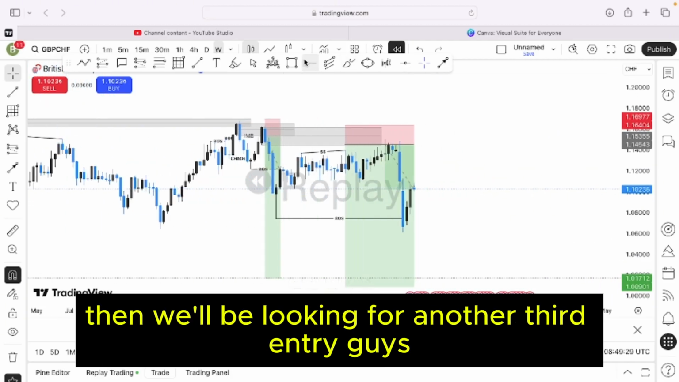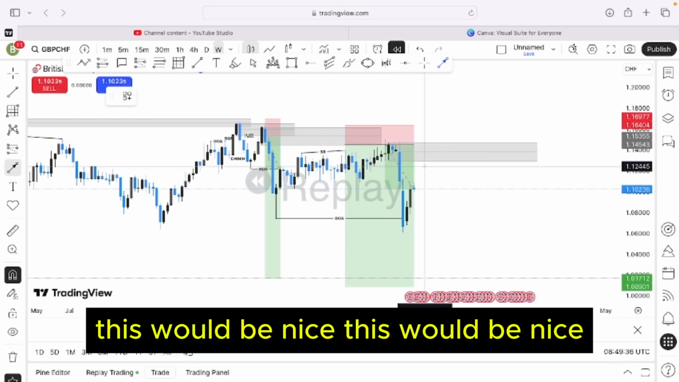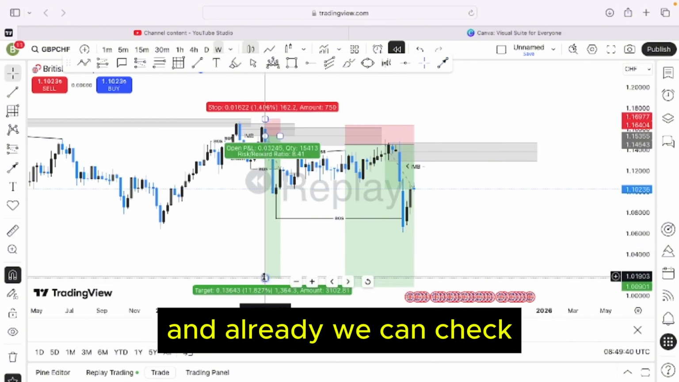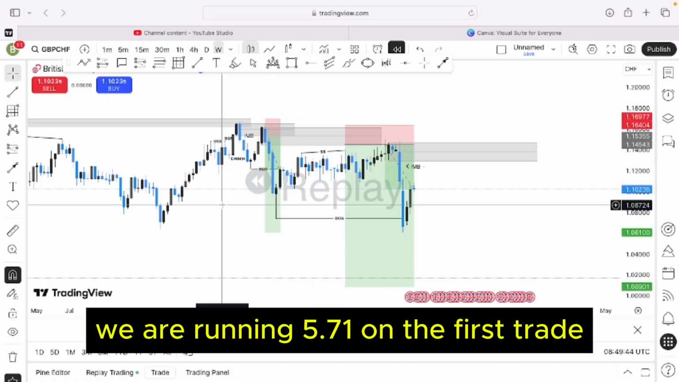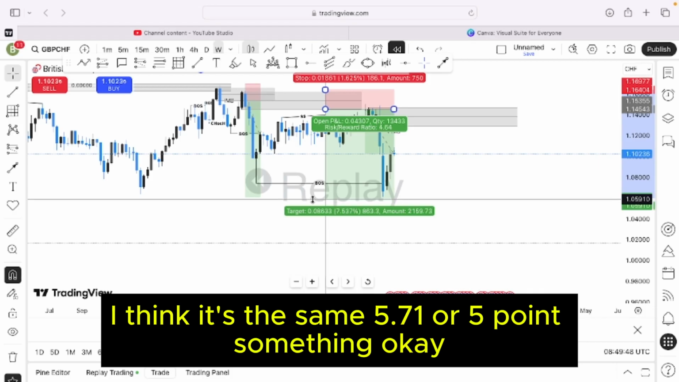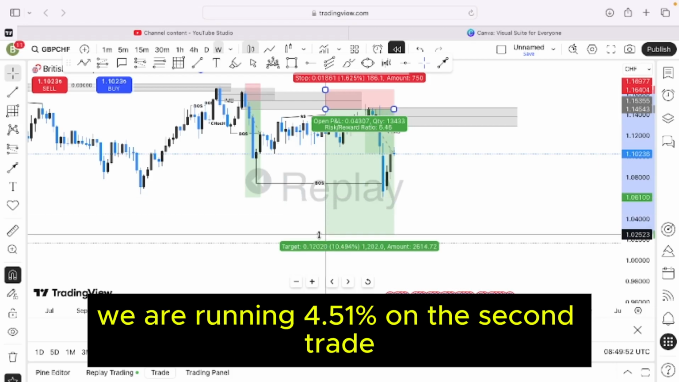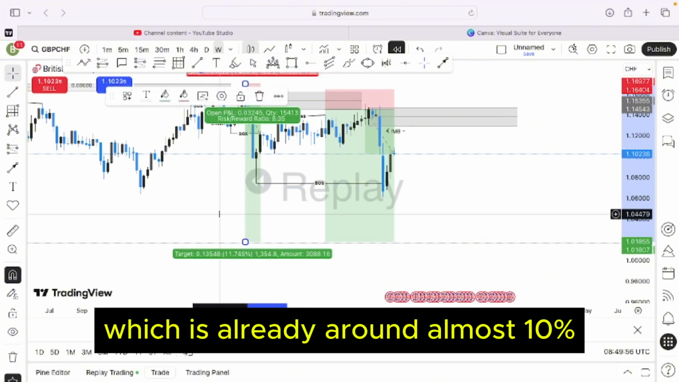then we break of structure again. Then we'll be looking for another third entry, guys. So imagine if you take all these trades, this would be nice. I won't lie, this would be nice. And already we can check, we are running 5.71 on the first trade, and the second trade I think it's the same, 5.71 or 5 point something. Okay, we are running 4.51% on the second trade, which is already around almost 10%.